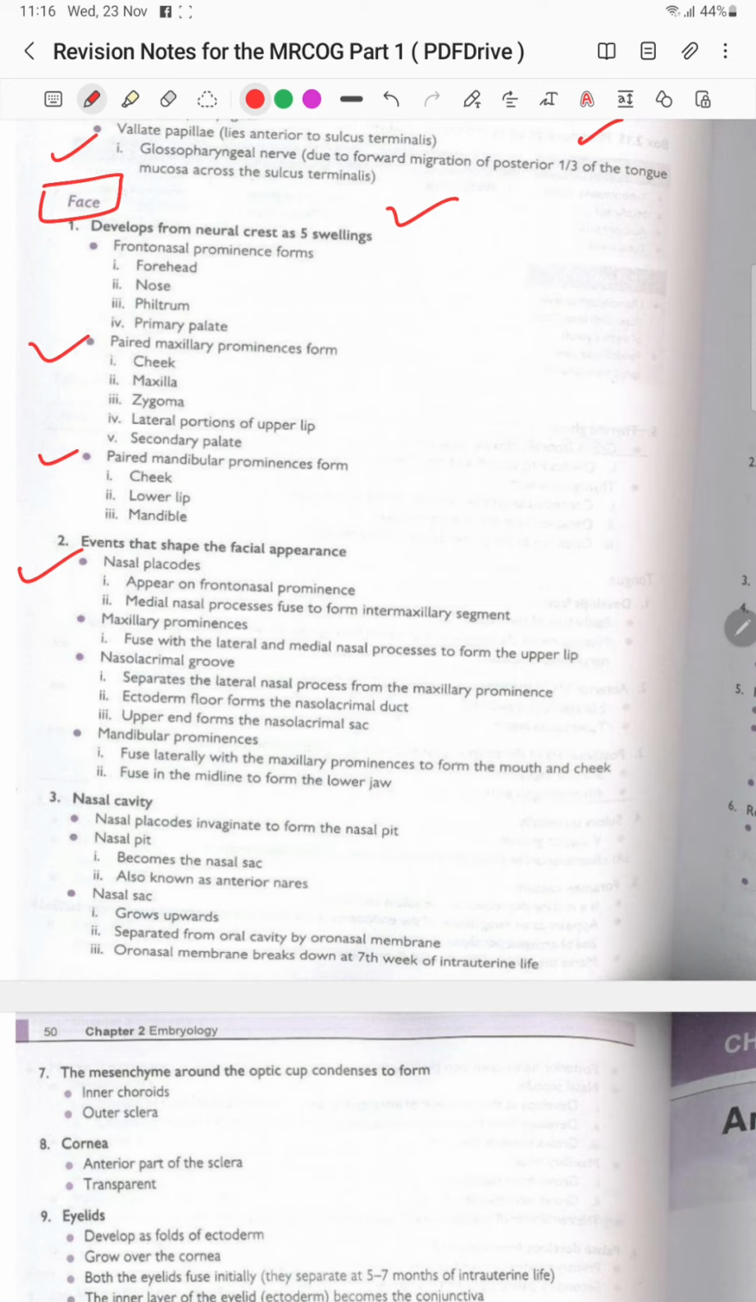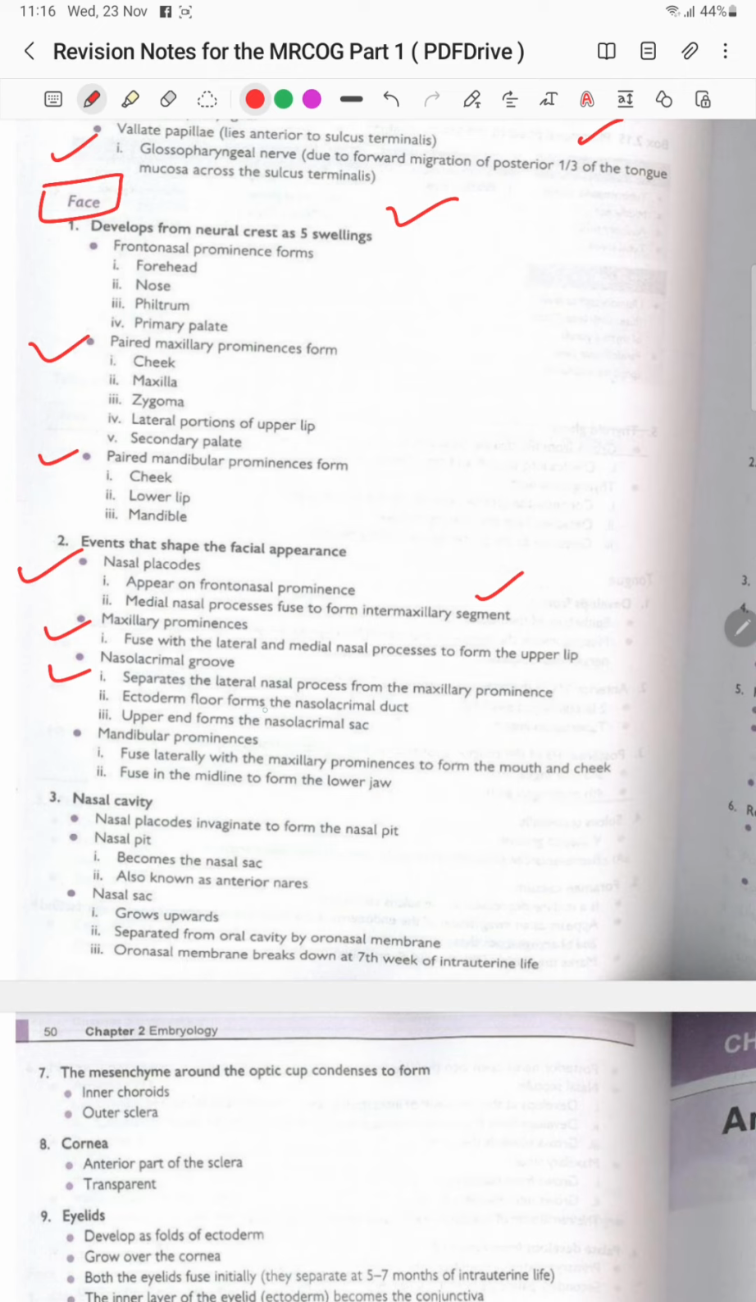Events that shape the facial appearance: the nasal placodes appear on the frontonasal prominences, and the median nasal processes fuse to form the intermaxillary segment. The maxillary prominences fuse with the lateral and the medial nasal processes to form the upper lip, and the nasolacrimal grooves separate the lateral nasal process from the maxillary prominences.